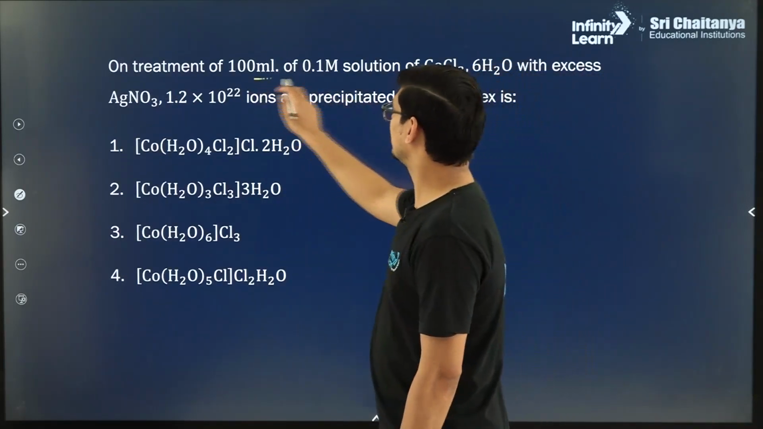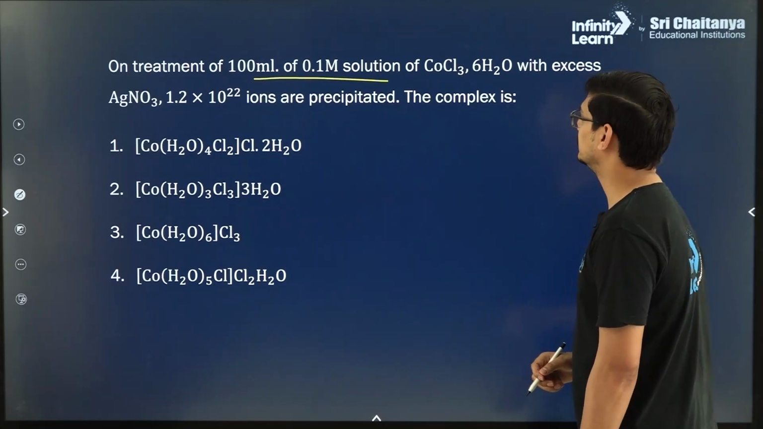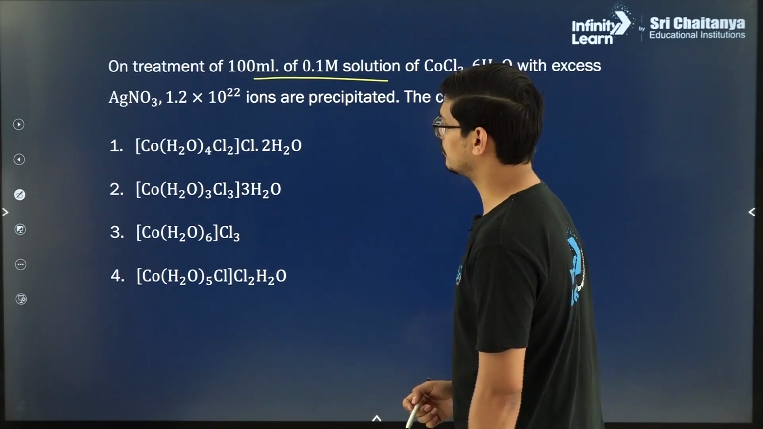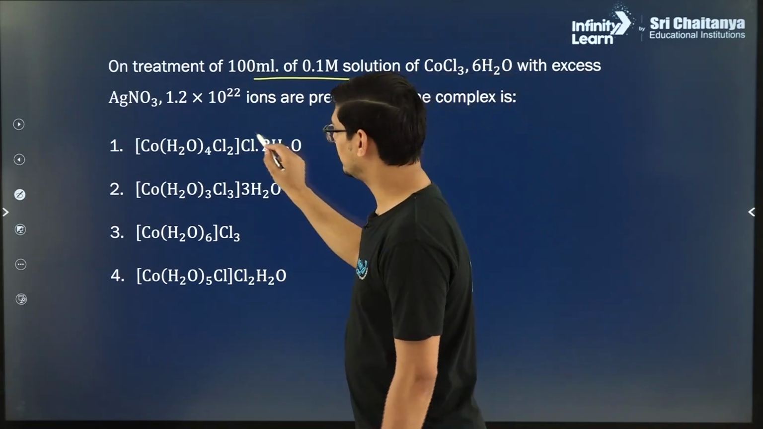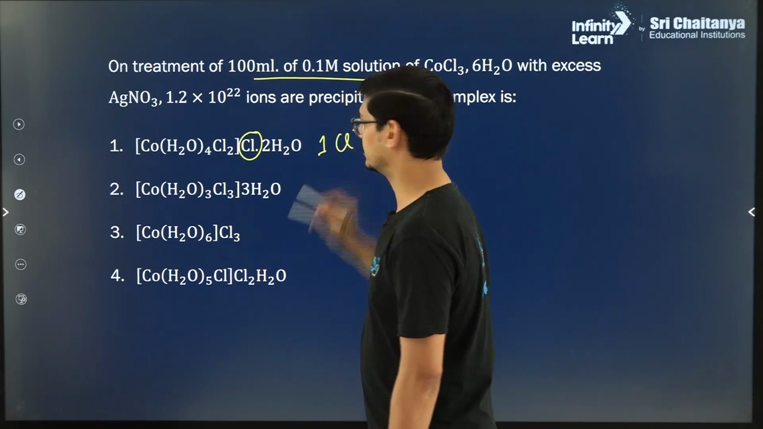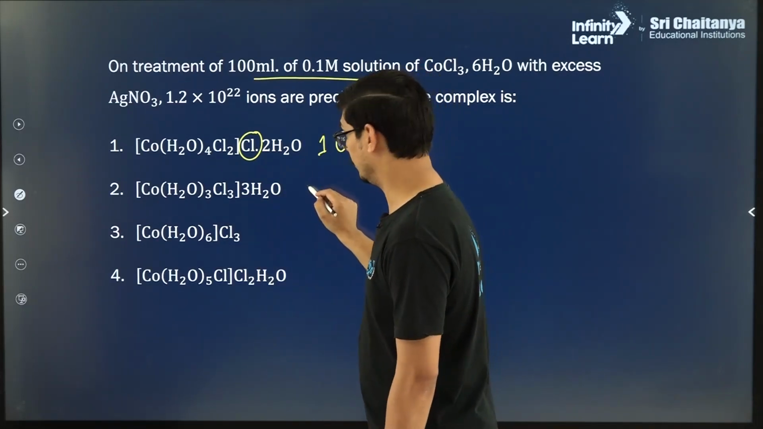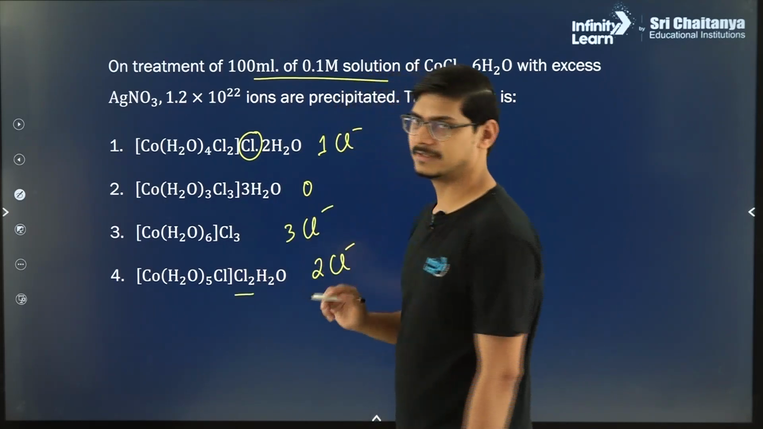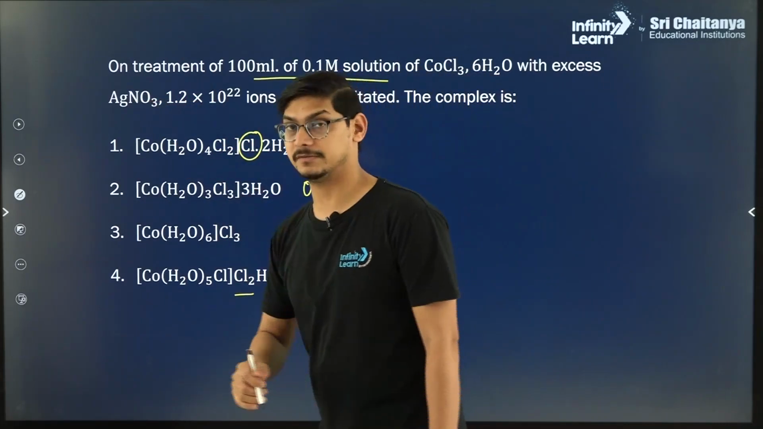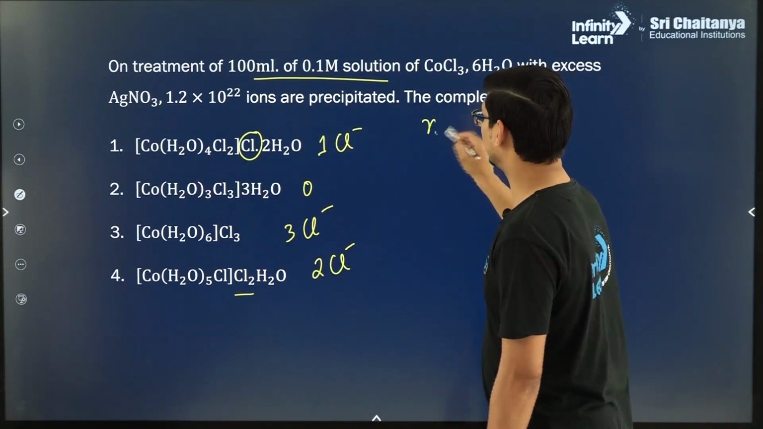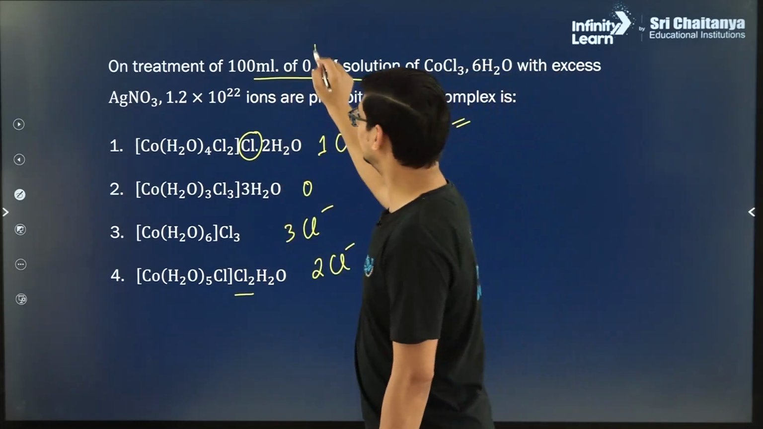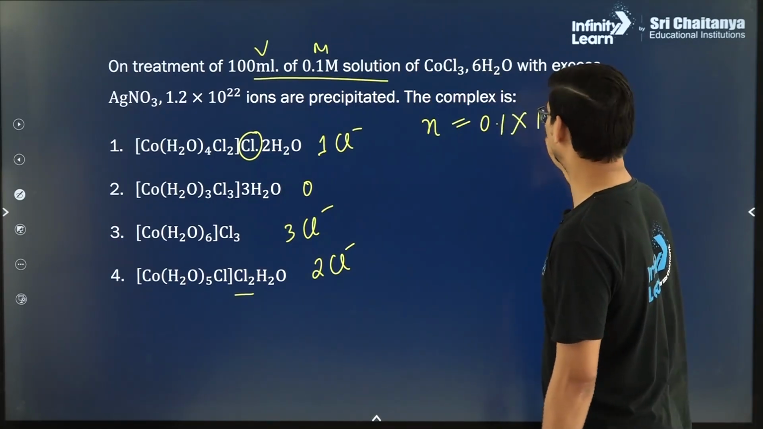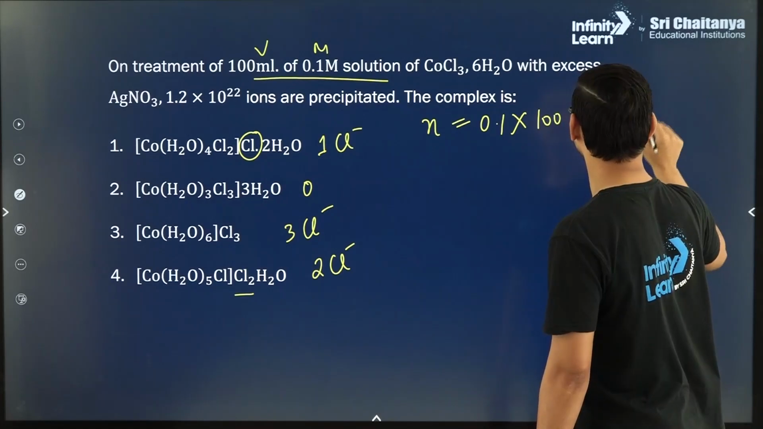On treatment of 100 ml of 0.1 molar cobalt chloride hexahydrate with excess of silver nitrate, these many ions are precipitated, the complexes. So how do we figure that out? See, this compound will give 1 chloride on dissociation, this compound will give no chloride, this compound will give 3 chloride and this compound will give 2 chloride, right? So I just have to calculate the equivalent of silver nitrate formed, right? So for this compound, number of millimoles is molarity into volume, right? The molarity of this compound is 0.1 and the volume is 100. So this is basically 10 millimole, right?